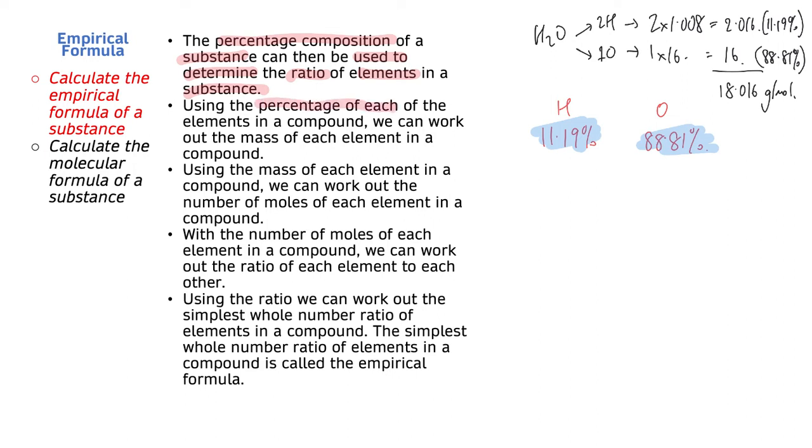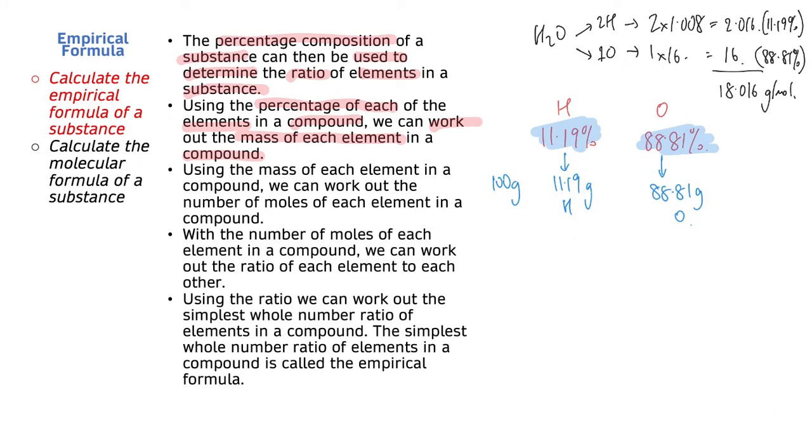Using the percentage of each element in a compound, we can work out the mass of each element in the compound. Okay, so what that percentage really just means is that it's 11.19% hydrogen, which means that if I had 100 grams of it, it would be 11.19 grams of hydrogen. Okay, and this one would be 88.81 grams of oxygen. Because remember, the oxygen and the hydrogen atoms weigh different amounts. So even though you have twice as many hydrogen atoms, they're going to weigh much less than the oxygen atom, which is the majority of the mass there.